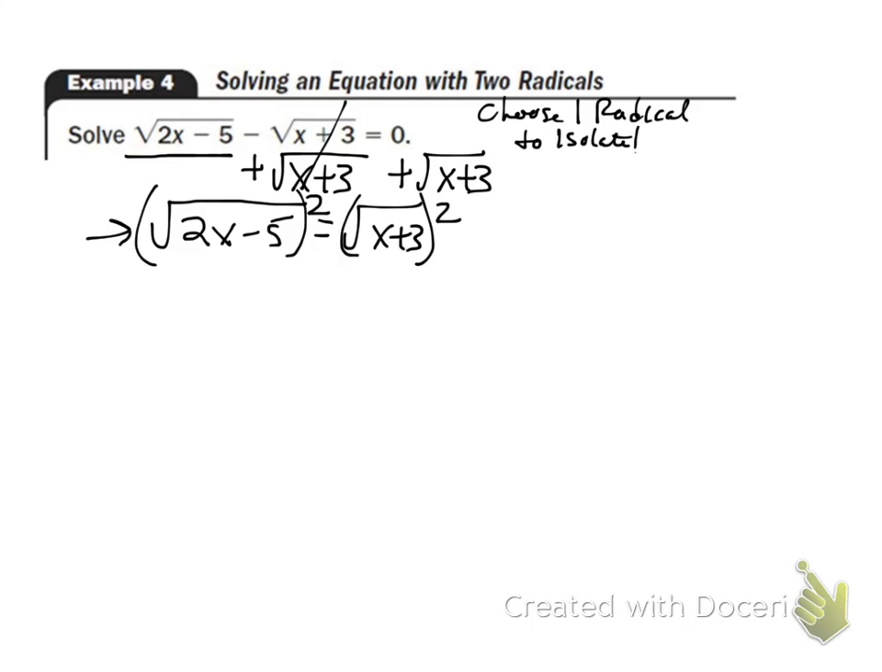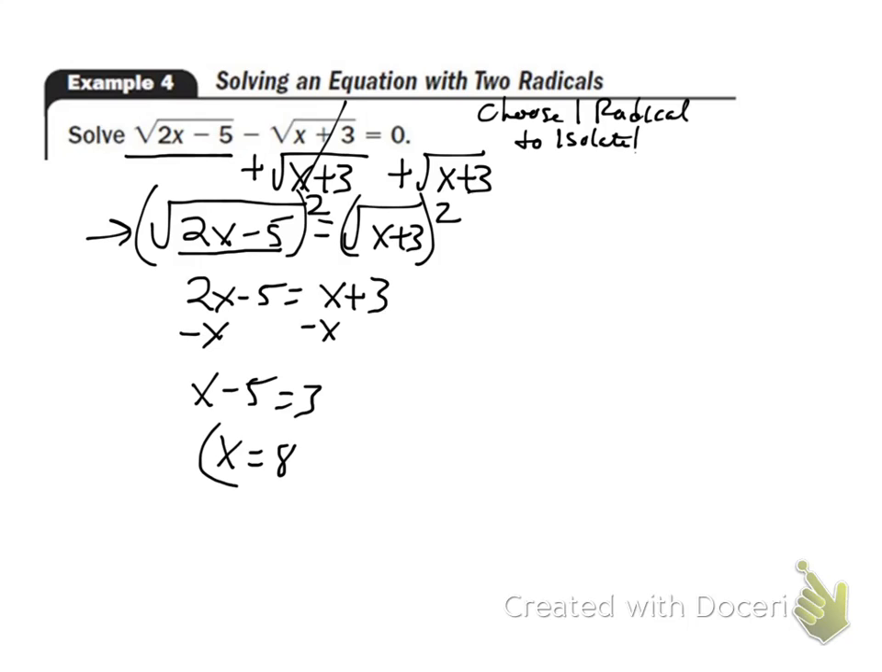If I square a square root, I just get the radicand, 2x minus 5. On this side, if I square the square root, I get just x plus 3. Well, now we're on easy street. We're in like Algebra 1 land, and if I subtract x from both sides, I'd get x minus 5 equals 3. And if you add 5 to both sides, you'll get x is 8, apparently.